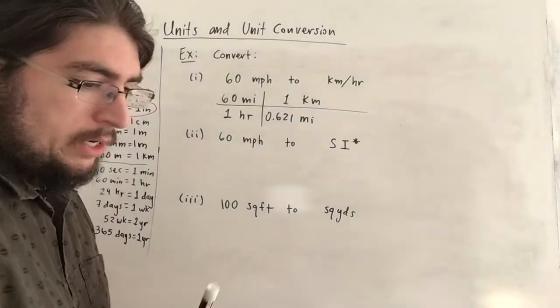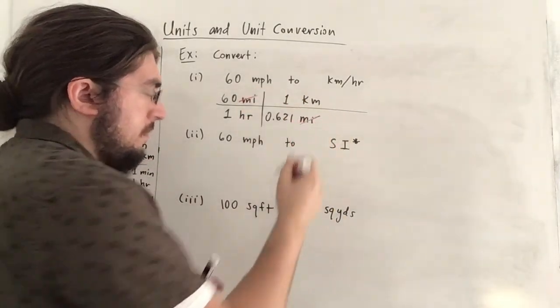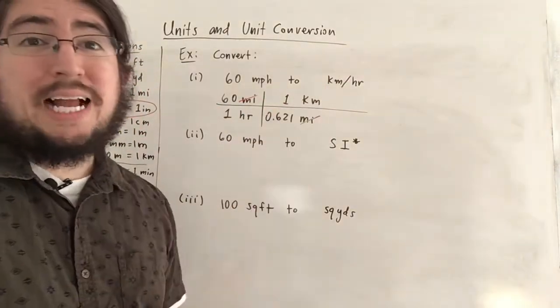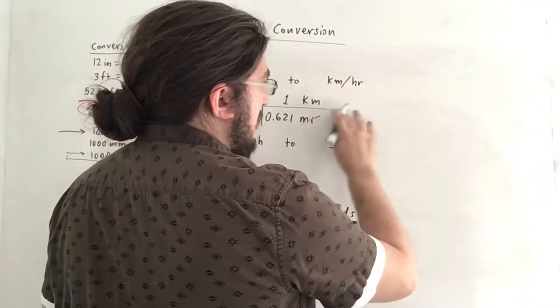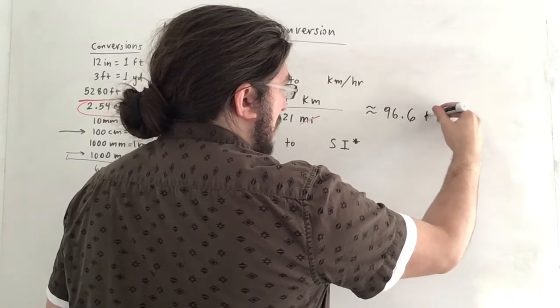So now let's use our calculator here. And there's not really too much. This is just a one-step conversion, because now our unit is kilometers over hours, which is exactly what we were looking for. My calculator gave me 96.6. So it's about 96.6 kilometers per hour.